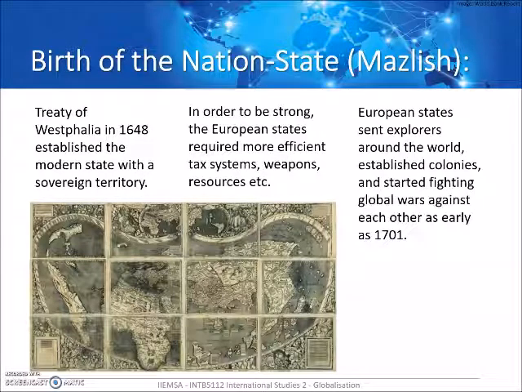And this is pretty much how colonialism started, right? It started with European states feeling that they needed to be more powerful, that they needed to have more resources, more money, and sending out explorers around the world, colonizing those parts of the world, and eventually starting to fight global wars against each other as early as 1701 already, right? Which is what we know as the colonization period.